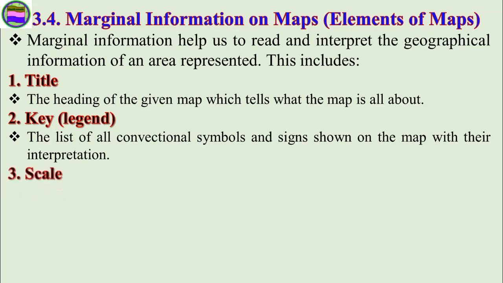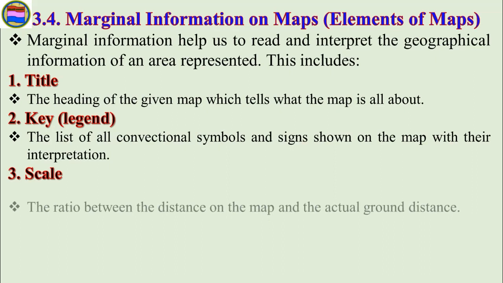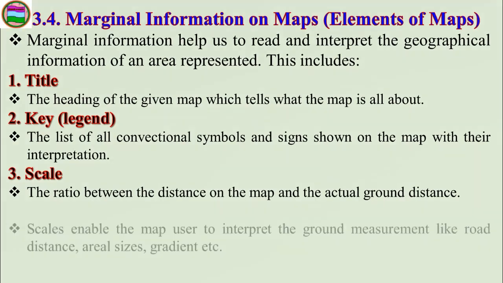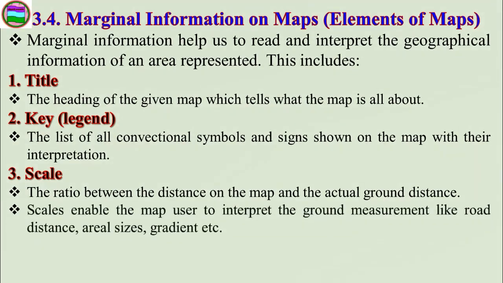Unless there is a scale, it cannot be considered a map; rather it is considered an image. So what is scale? It is the ratio between the distance on the map and the actual ground distance. The scale enables the map user to interpret ground measurements like road distance, area, and gradient, so that these can be calculated based on the scale. But when there is no scale on the map, it is difficult to calculate the area, distance, and also gradient here.